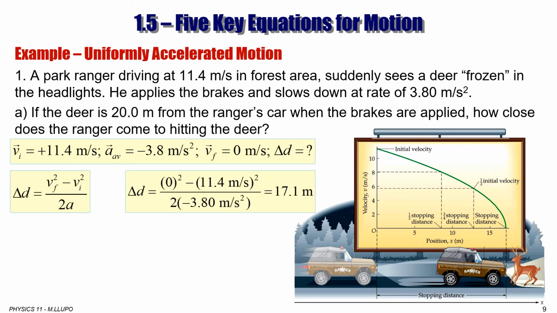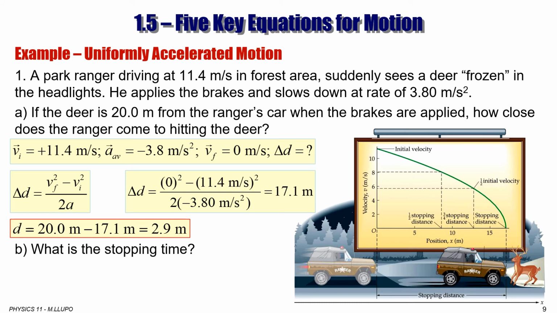Then we know that all our given data are in standard units, so we are ready to plug those numbers into the equation and solve it, and that's 17.1. So it's 17.1, and the deer was 20 meters away. So 20 minus 17.1, he stopped 2.9 meters ahead of the deer, so it's safe.